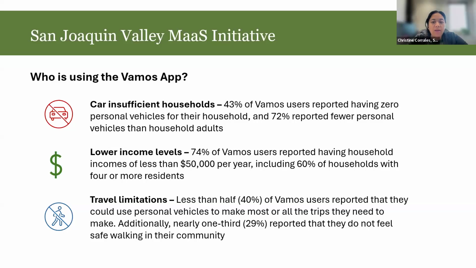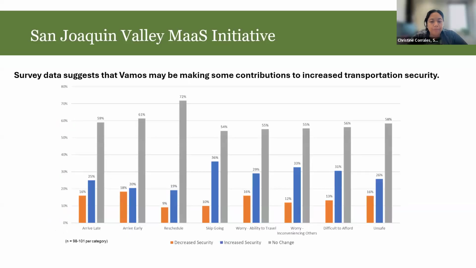So for example, on this slide, we know that the Vamos users are primarily coming from car insufficient households. They represent households with lower income and individuals with travel limitations due to lack of access to a personal vehicle or not feeling safe to walk or bike in their area. On the next slide here is a summary of some of the survey data we collected on transportation security. And over time, respondents to our survey experienced fewer instances of transportation barriers that include having to skip appointments, arriving somewhere late, worrying about their ability to travel, and other factors.